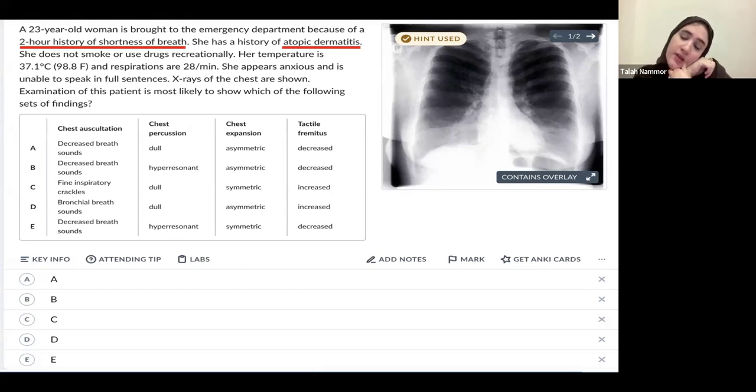Hyper. Exactly. And now we have more air. So air is trapped in, so it's going to be hyper resonant. Slay. So now it's either B or E.